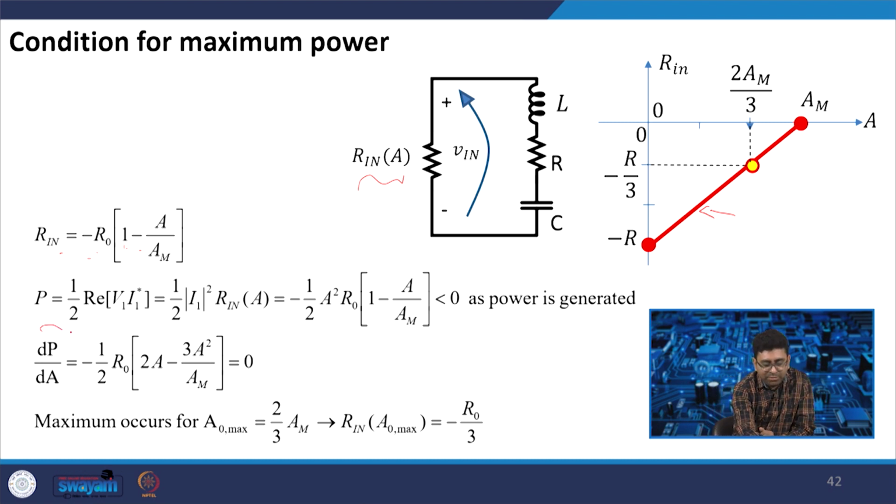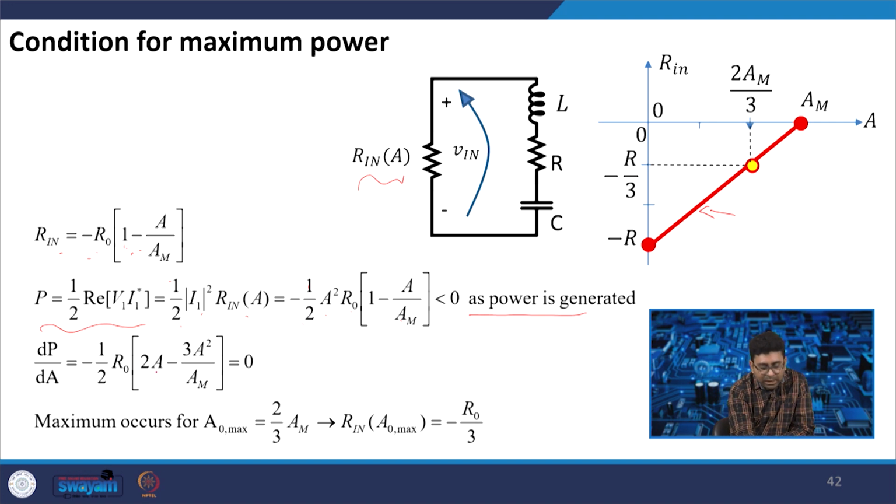Power can be given by 1 half real part of V1 I conjugate. We can write it as a half I1 square into R in A, where R in can be replaced with the function here. So, it can be given by 1 half A square R naught, 1 minus A by A m, less than 0 as power is generated. Now, if we differentiate dP by dA with respect to A and equate it to 0, you can get both the amplitude and the resistance R in for getting the maximum power.